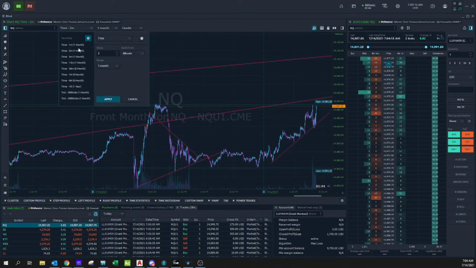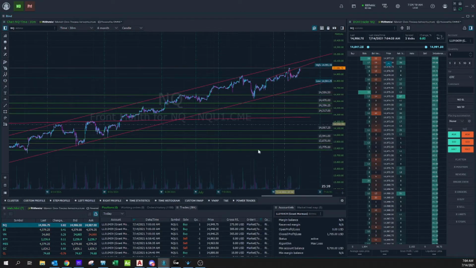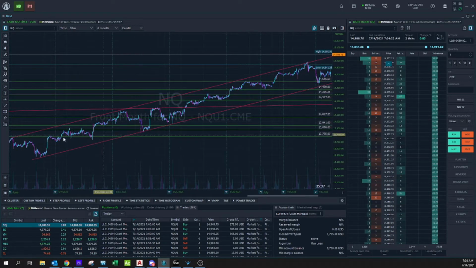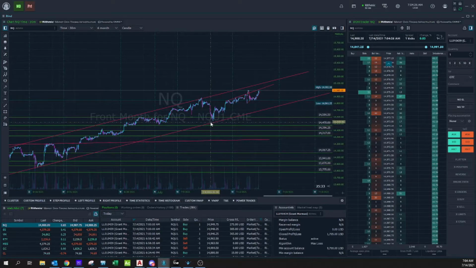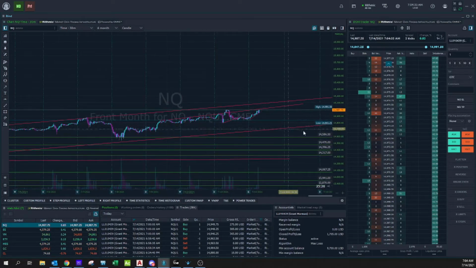I'll show you some of the other lines that I have drawn. If we go to a 30-minute chart, this is what my chart looks like now. I have this lower channel that we almost hit here. I have this upper channel. So you can see we're trading in this upper channel here.